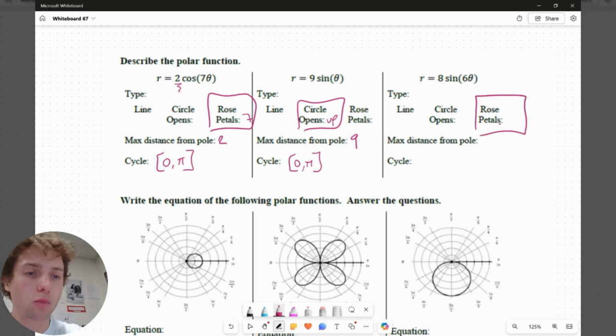Last one looks like this is a rose. The petals, we double the inside. The max distance is 8. Make sure we double the cycle.